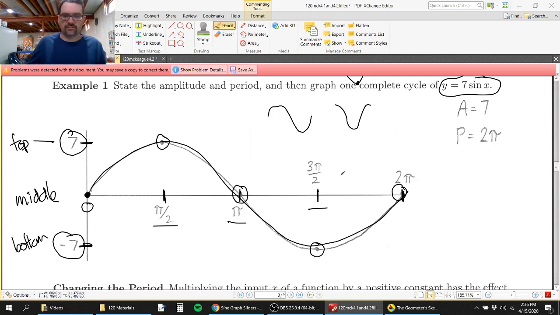In fact, this graph, if you go back, looks exactly like the sine graph that we had before, and the only thing that's different is that instead of 1 and -1, we have 7 and -7. Okay, we'll see more amplitude changes, but we'll keep looking at examples here too.